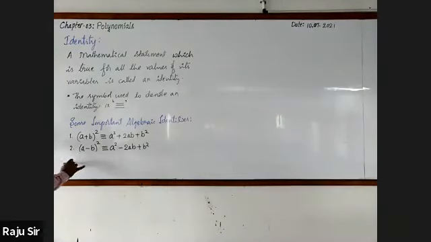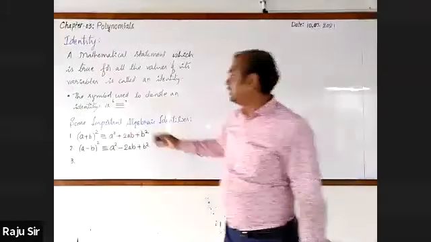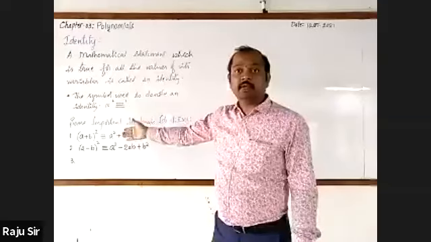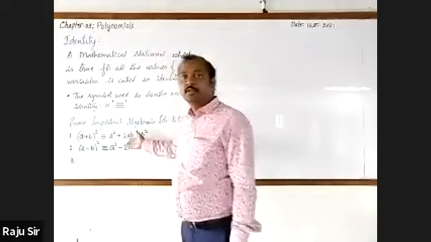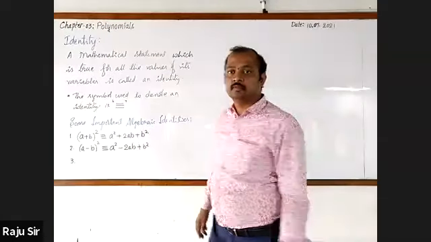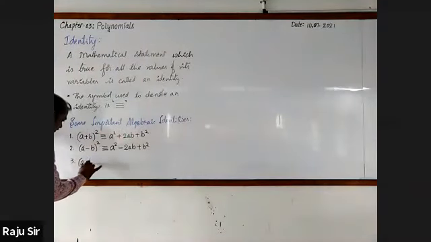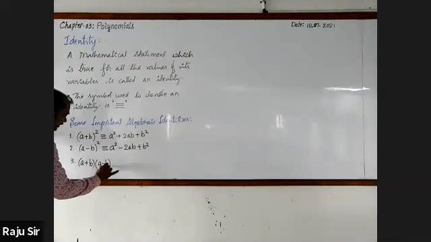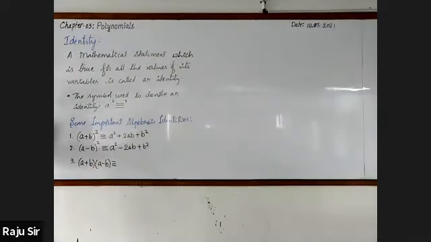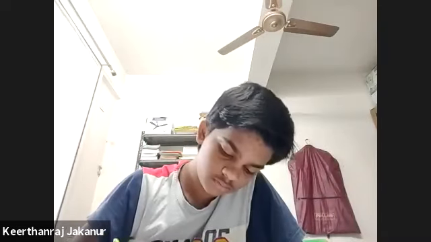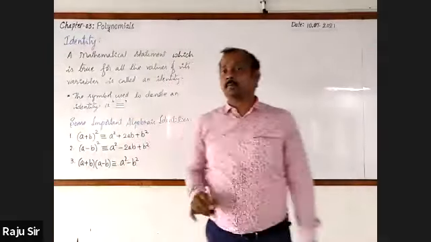Third one, a square minus b square. You know it. One thing I'll tell you: on the left hand side, I'm writing the factors, or factorization; on the right hand side, the expression. Then the third identity: (a plus b) into (a minus b) is exactly equal to a square minus b square.